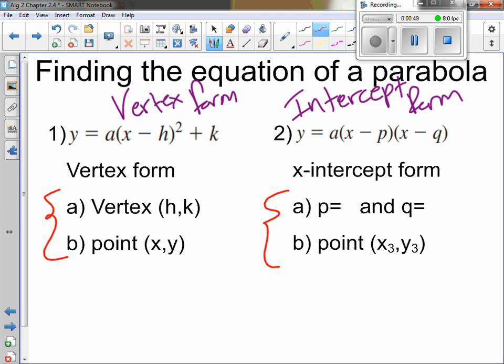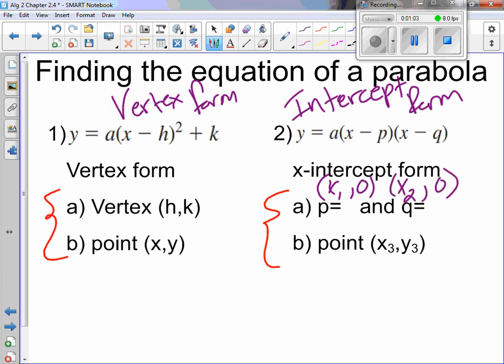Now, sometimes they'll give p equals or q equals, the x-intercepts are these two numbers, or it'll be given as a point. So x1, comma 0, and x2, comma 0 as a point. And we know it's an x-intercept because the y value for these points will be 0. Any questions on this so far?